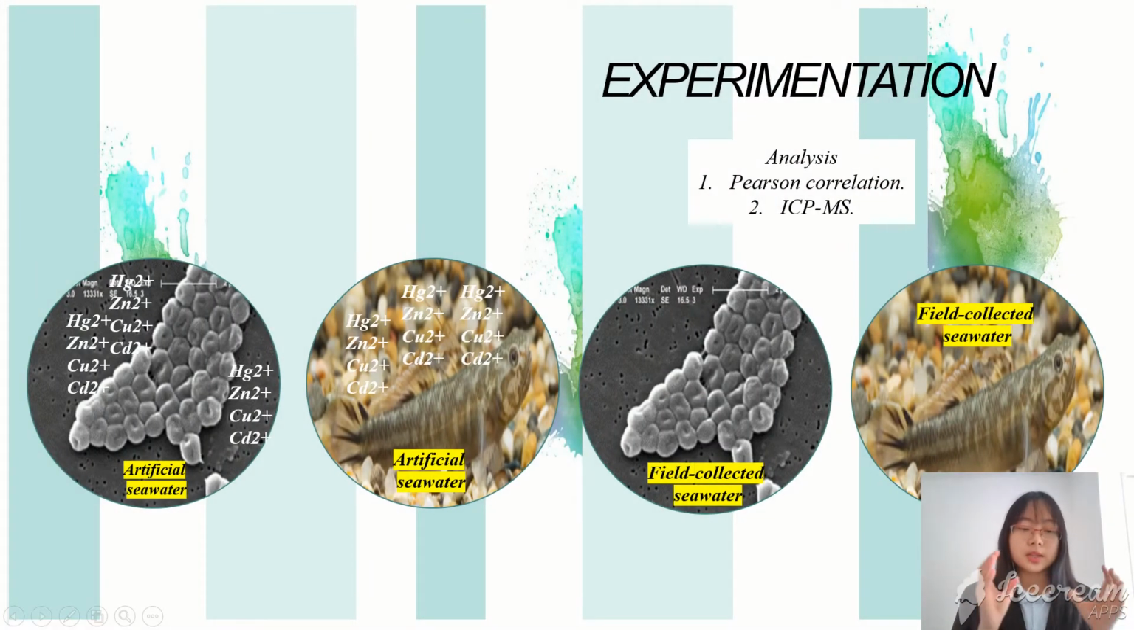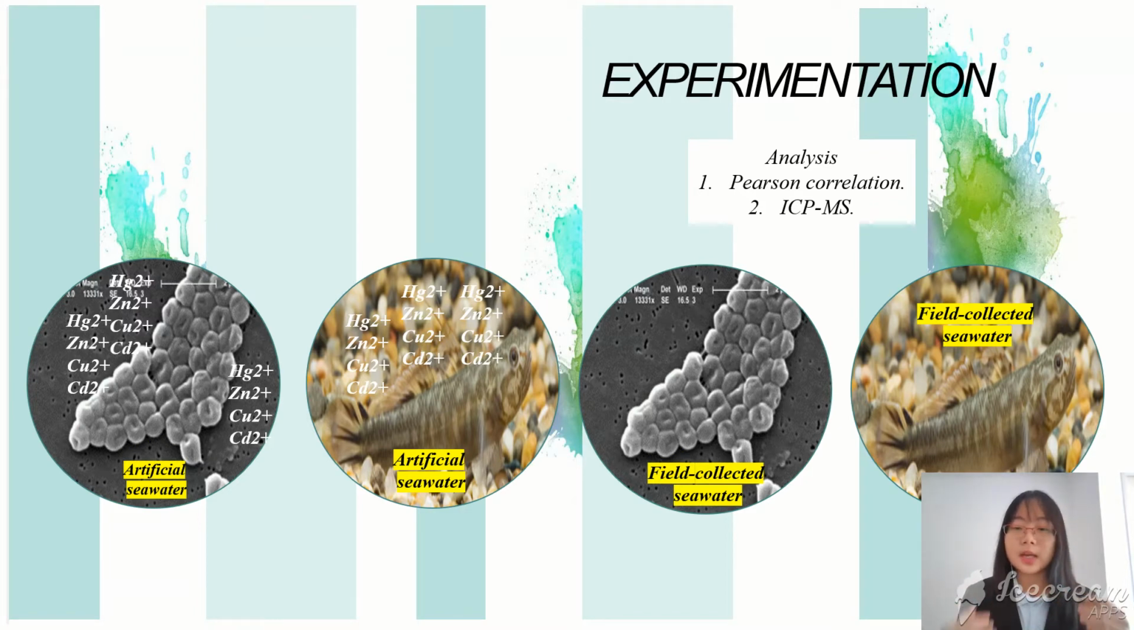After that, they get these two and put them into different samples. There is one sample with artificial seawater as the environment. What is this artificial seawater? They added their own mercury, zinc, copper, and cadmium into this artificial seawater. One of it will have the biosensor and the other one will have the fish in there.